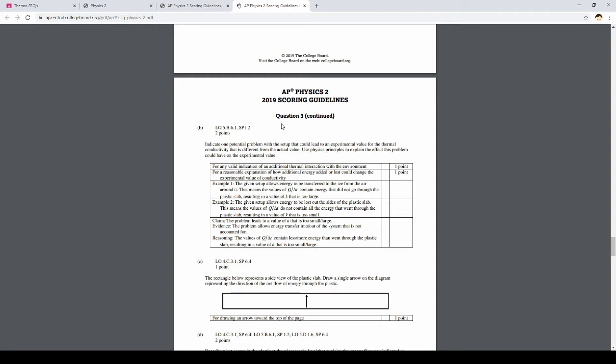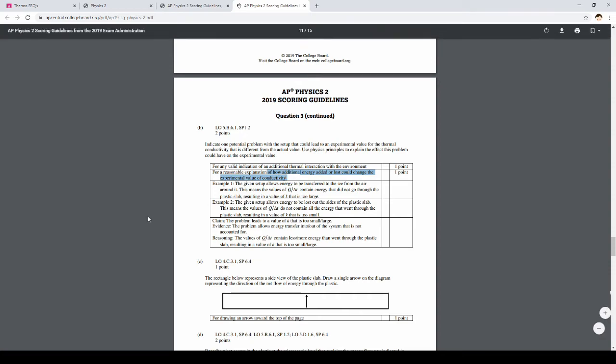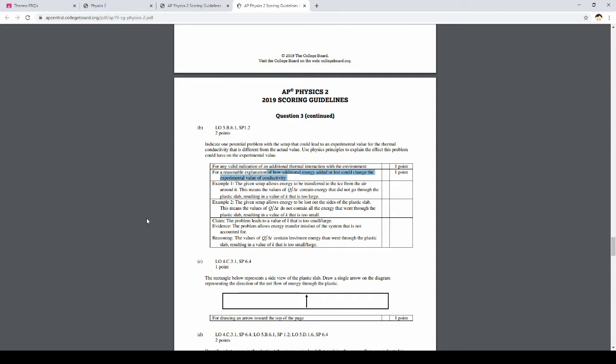So it could skew the data higher, the heat transfer rate higher, which would skew your answer for your thermal conductivity higher. For a reasonable explanation of how additional energy added or lost could change the experimental value, you also have to follow through with, if this is true, then what would happen to my data? So my data would be higher or my data would be lower if it were in, let's say, a freezer for some reason, or if it were really, really cold out in your lab and you were below freezing.